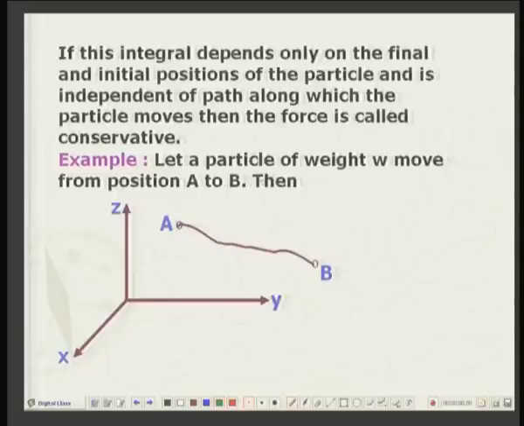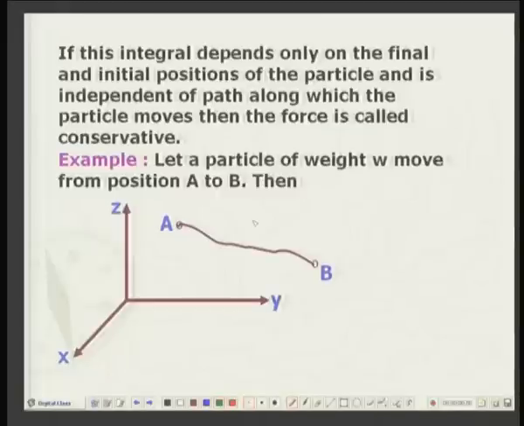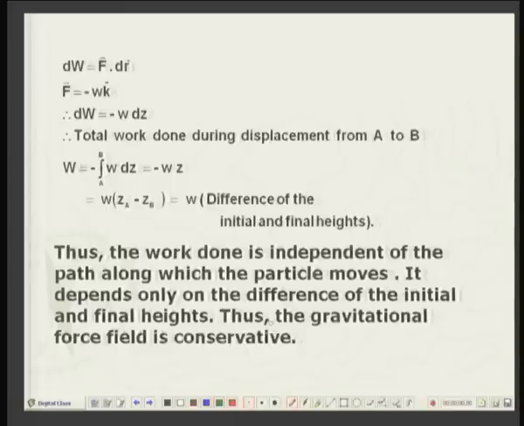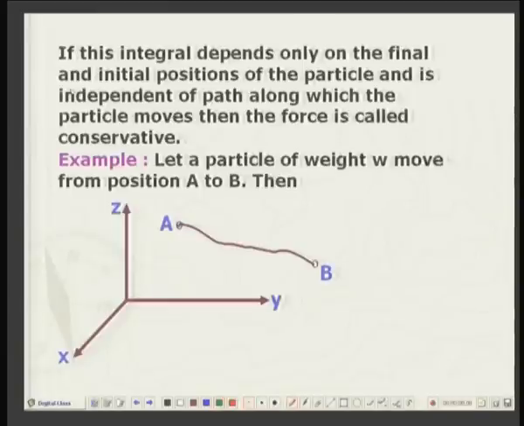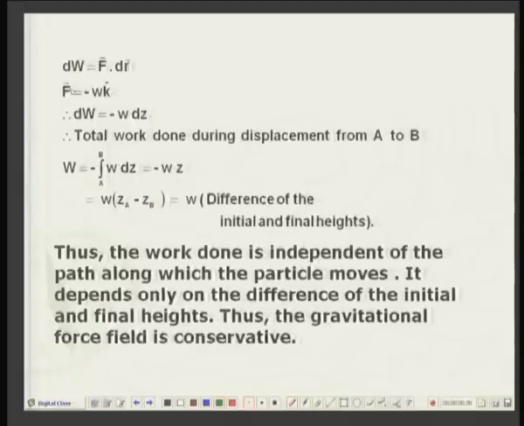Now, let us give an example of such a conservative force field. Let us consider a particle of weight W that travels from position A to B under the field of gravity, that is, the only force acting is the gravitational pull. So, as defined, the differential work done dW is equal to F dotted with dr. Now, the gravitational force is downward; according to this coordinate system, z vertically upward is positive, so downward is the minus z direction. So, we will have the force vector as minus W k unit vector.